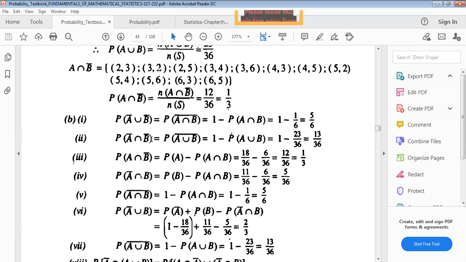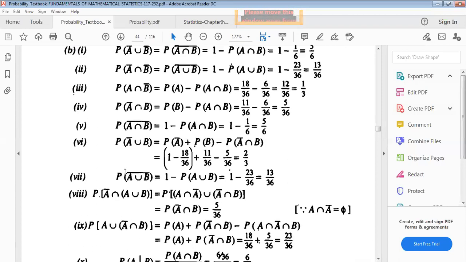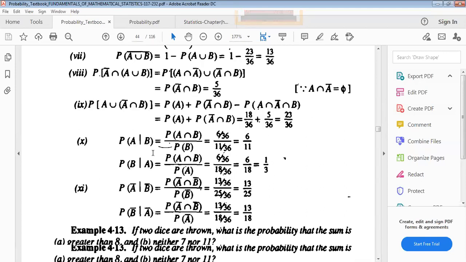A complement intersection B complement equals probability of the complement of A union B. That means 1 minus, the universal set means what? Total, probability 1. So 1 minus probability of A union B. Probability of A union B we found to be 23 by 36. Just putting in all the values, we get this one.